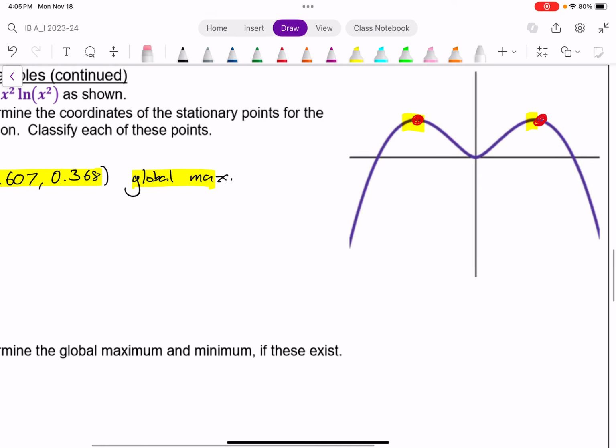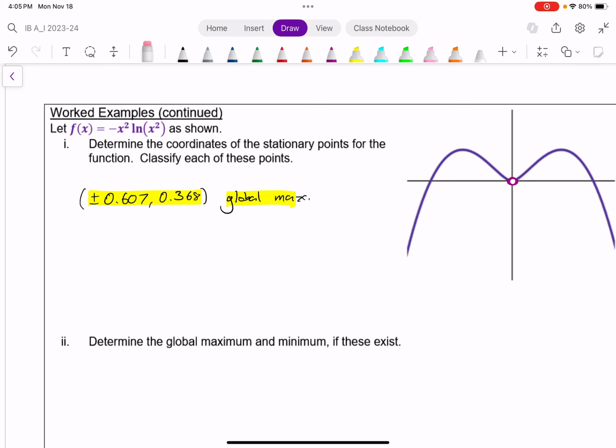So if I want to make my graph a little bit more accurate, I'm going to put a little hole there and draw a little point of discontinuity around it. And so at this point, by using Desmos, you could see that, but really we need to realize that 0, 0 is not a stationary point.